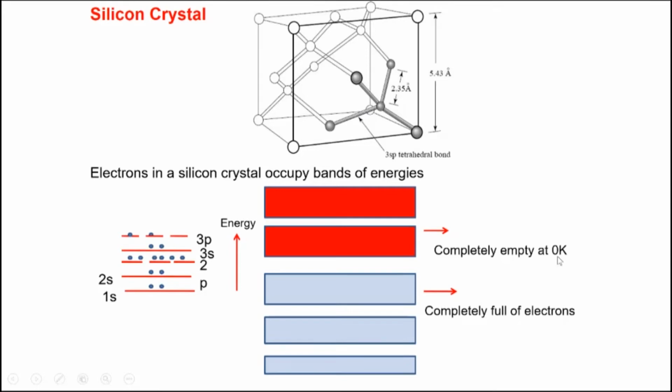If we think of silicon at, let's say, 0 degrees Kelvin, when there is no extra energy available to promote an electron from one place to another, this is the state of silicon. And this is the state of all insulators also. All insulators will also be like this. There will be bands which are completely full, and then bands which are completely empty.